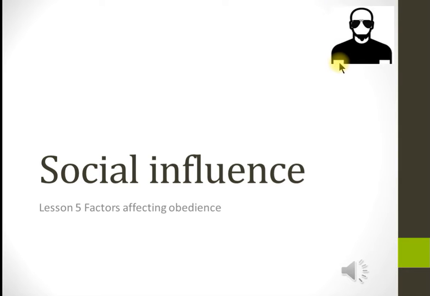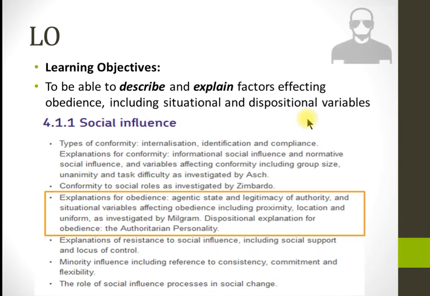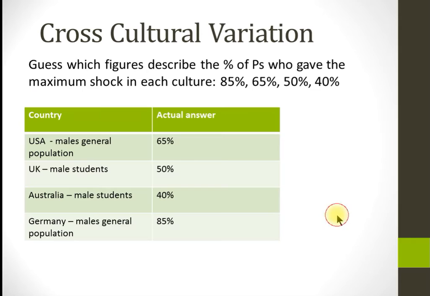Hello and welcome to Lesson 5, Factors Affecting Obedience. So today's lesson we're going to look at some of the factors that influence obedience rates, such as proximity, location and uniform. We're going to talk about dispositional explanations as well. Remember, disposition is to do with personality, and the main one you need to know is the authoritarian personality, though we're going to talk a bit about education as well.